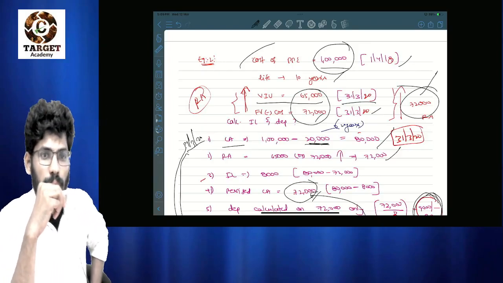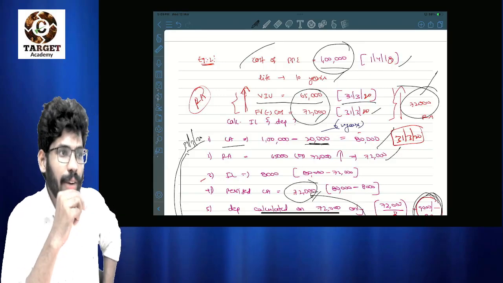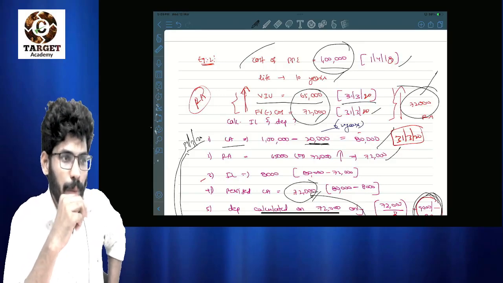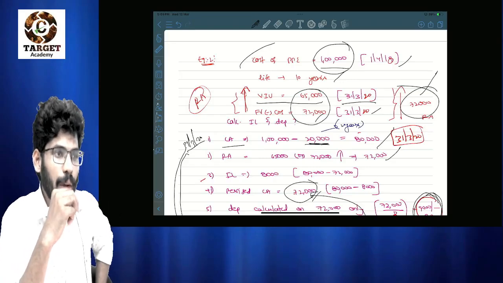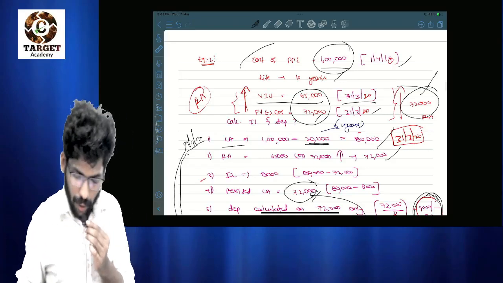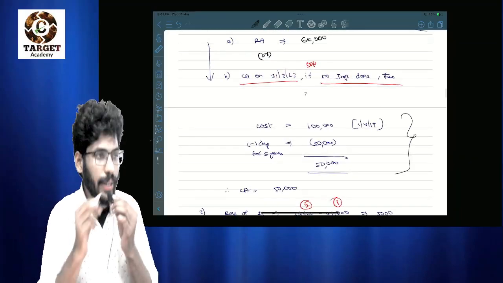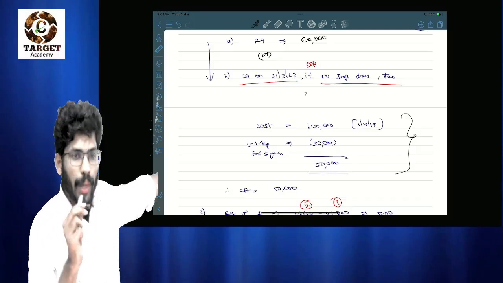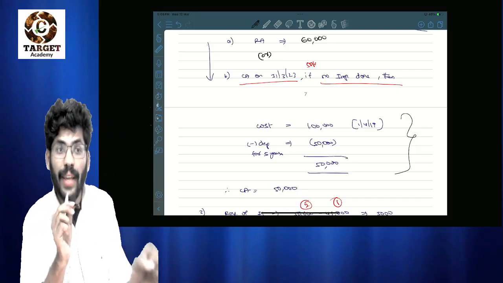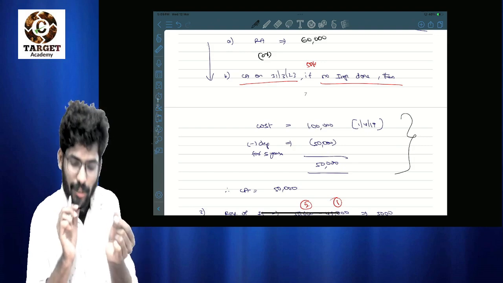How much? 5 years depreciation, right? 1 lakh divided by 10. How much? 10,000 is the depreciation per year. How many years completed? 5 years. Then what should be the carrying amount? 50,000. Correct or not? Cost equals 1 lakh, depreciation for 5 years. How much? 50,000. Please understand the point clearly.